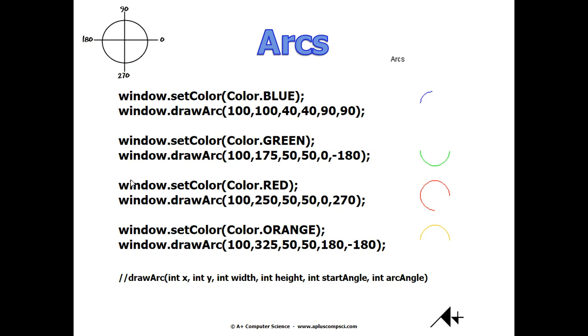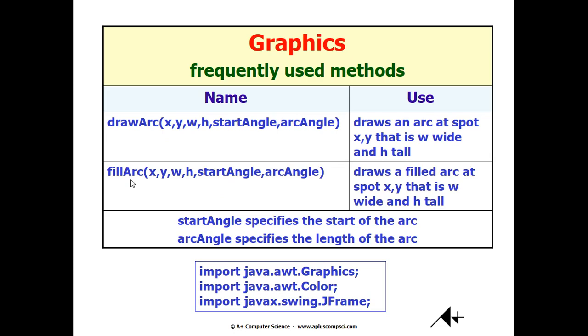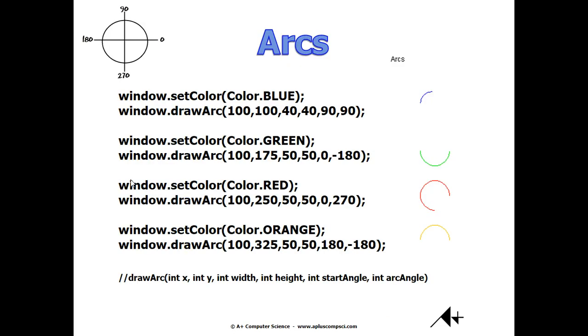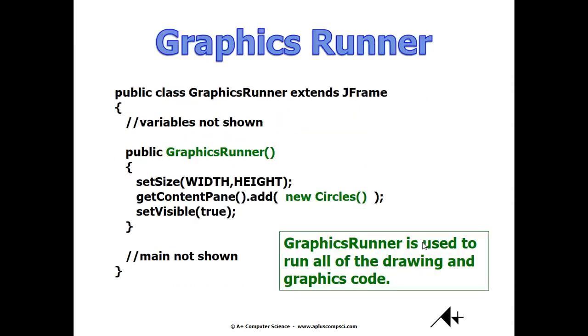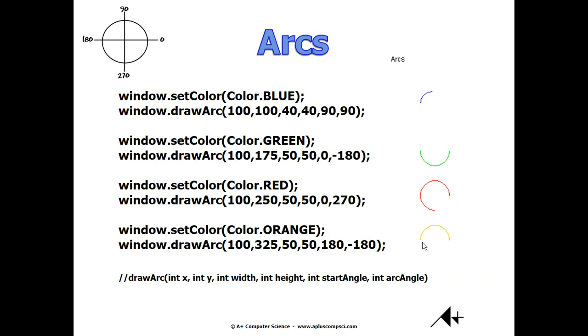This one's interesting. It says 90, 90. I'm trying to figure out what this angle is. Oh, because it starts at 90 degrees and then it goes 90 degrees. Okay, so it's going from 90 degrees to 180 degrees. So you're specifying how far you want it to go. And this one starts at 180 degrees and then it goes negative 180 degrees, so it goes backwards.